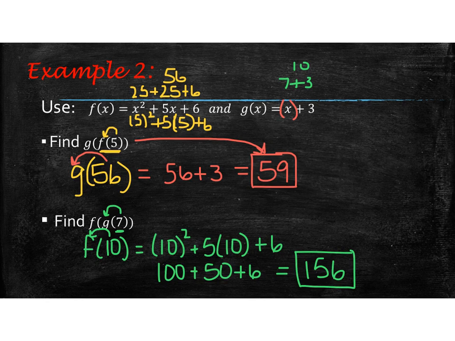All right, go ahead and check your answer. Hopefully you got the right answer. I first took 7 and I plugged it into the g function. So I plugged it in here. 7 plus 3 gave me 10. So then I took the 10 and I plugged it into the f function. So I got 10 squared plus 5 times 10 plus 6. And that comes out to be 156. Okay, so this isn't that difficult. It's just a different way of looking at it.